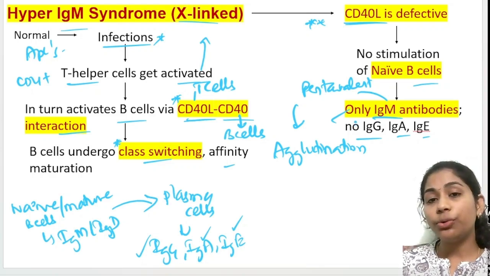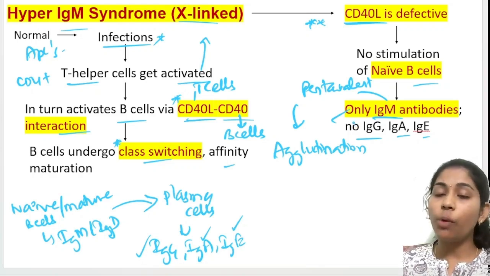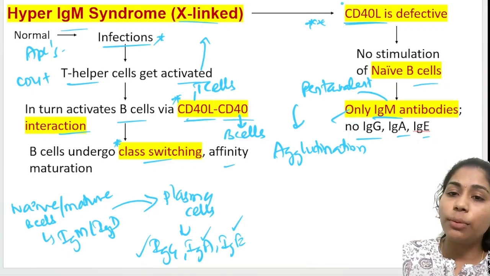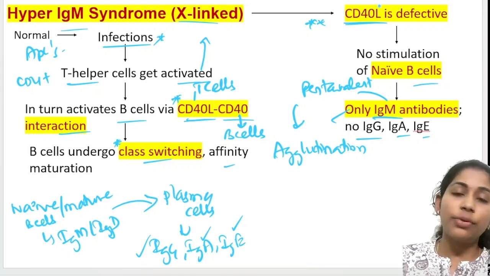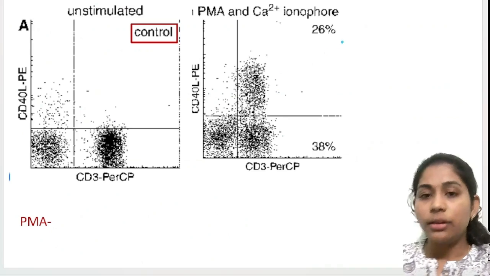So what do we have to do here? Again, we have to detect this defect. How can we detect it? Simple, right? We should give an antibody against this CD40 ligand, okay. Yes, we can detect it in flow cytometry. So how will we detect?